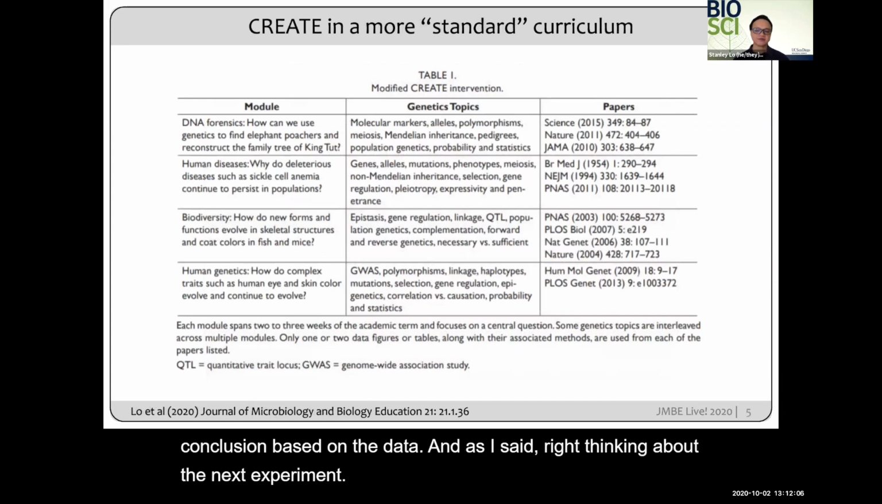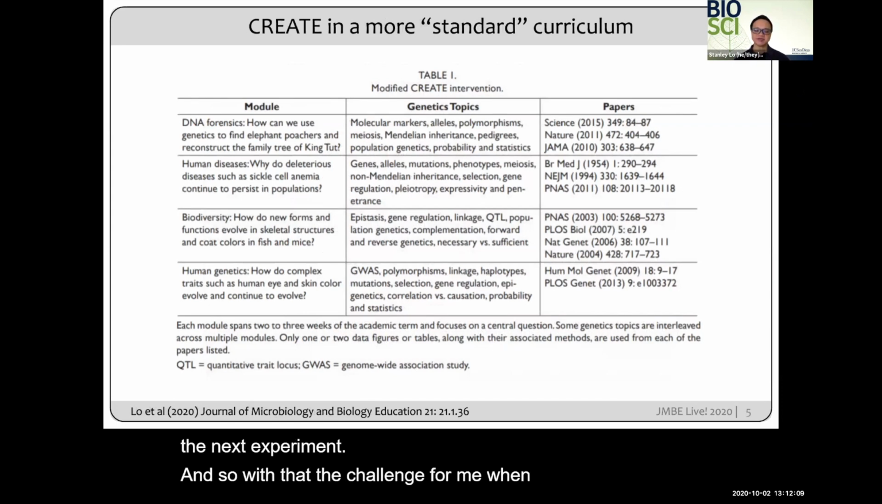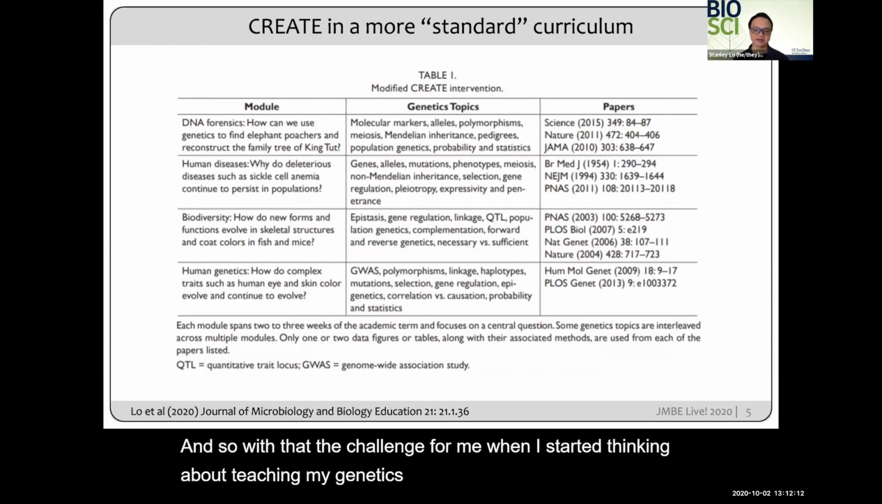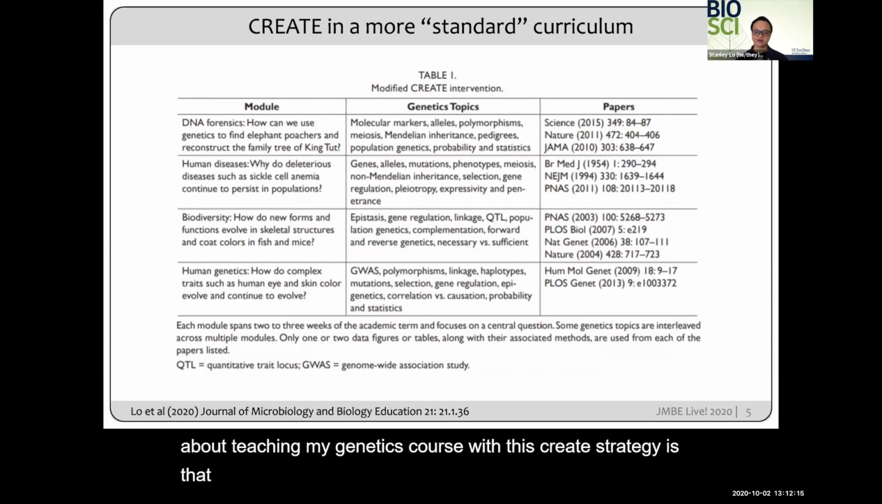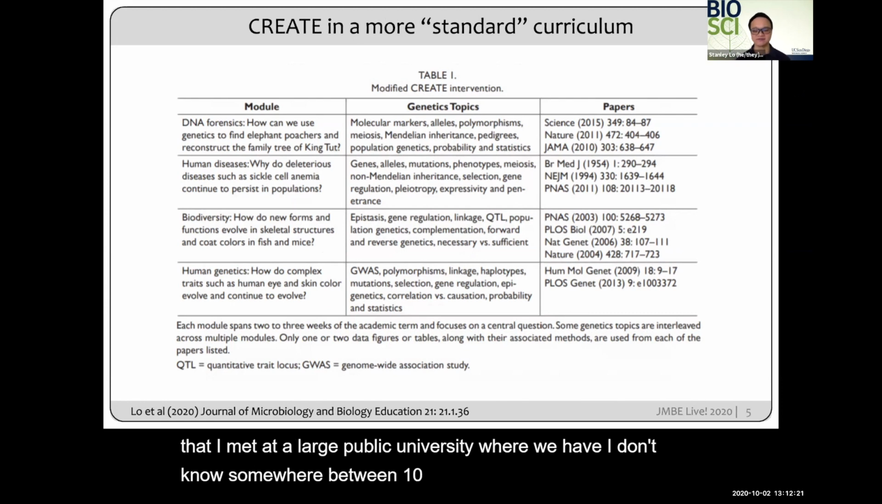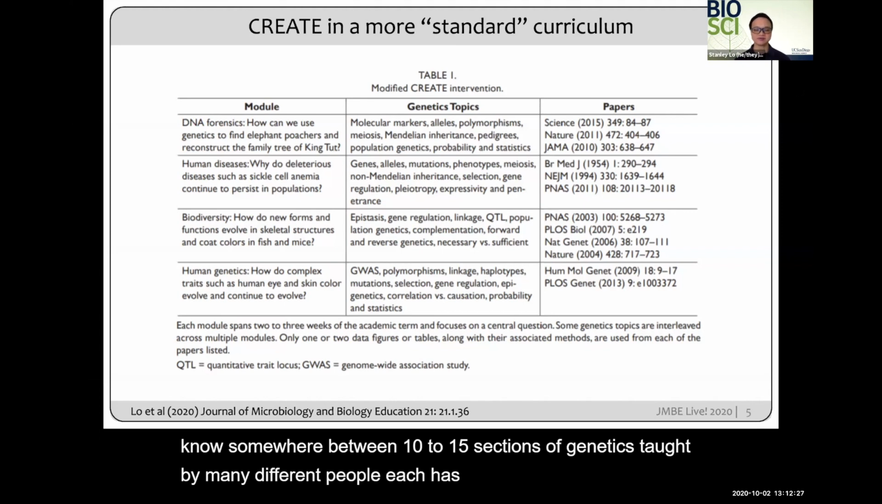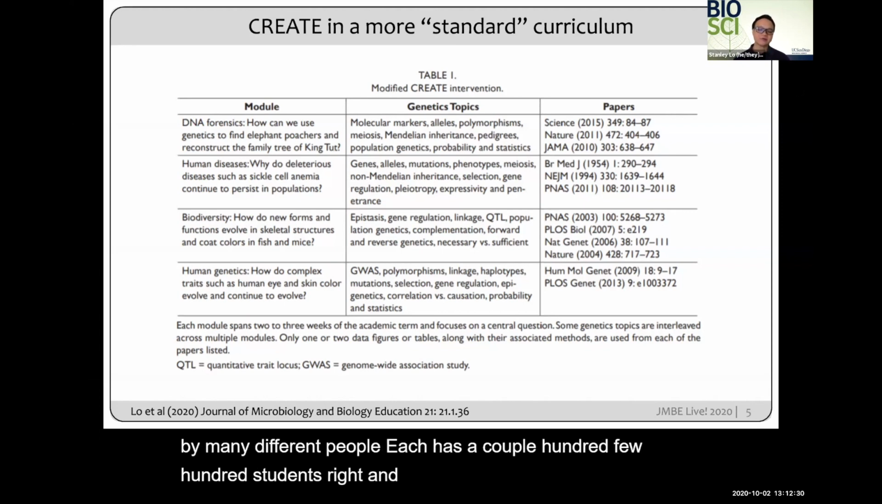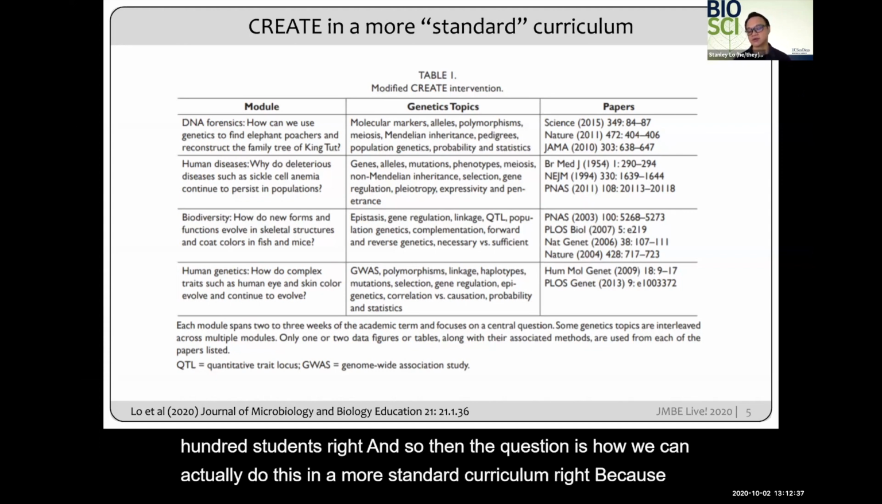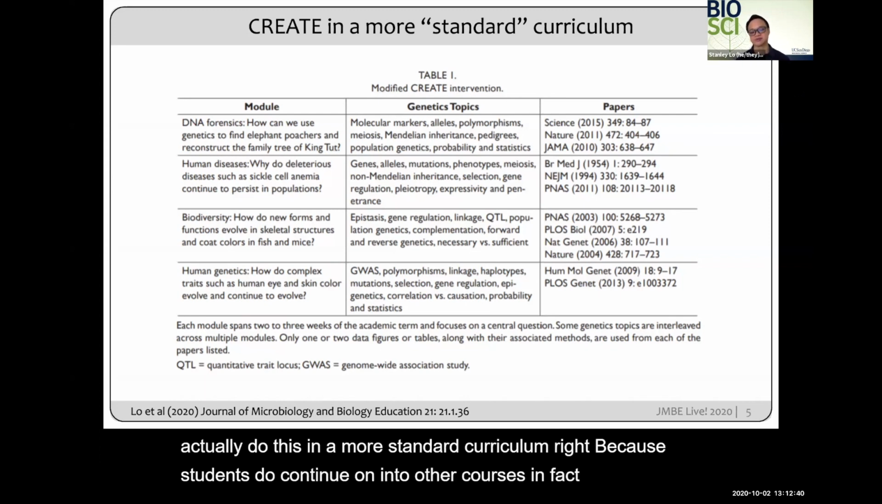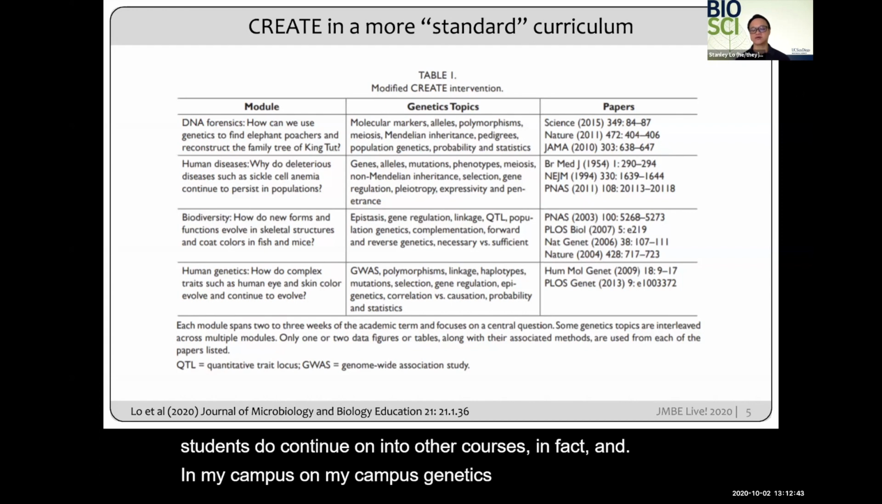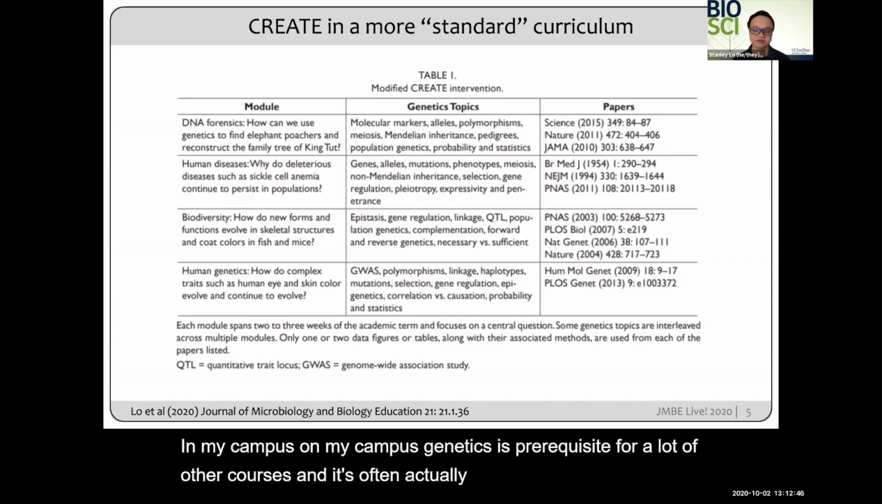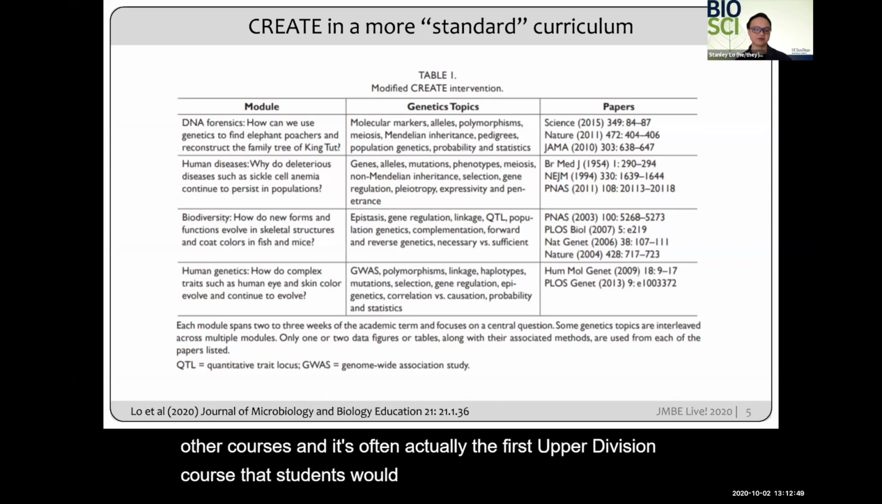And so the challenge for me when I started thinking about teaching my genetics course with this CREATE strategy is that I'm at a large public university where we have, I don't know, somewhere between 10 to 15 sections of genetics taught by many different people. Each has a few hundred students, right? And so the question is how we can actually do this in a more standard curriculum, because students do continue on into other courses. In fact, on my campus, genetics is a prerequisite for a lot of other courses, and it's often the first upper division course that students would take after introductory biology.